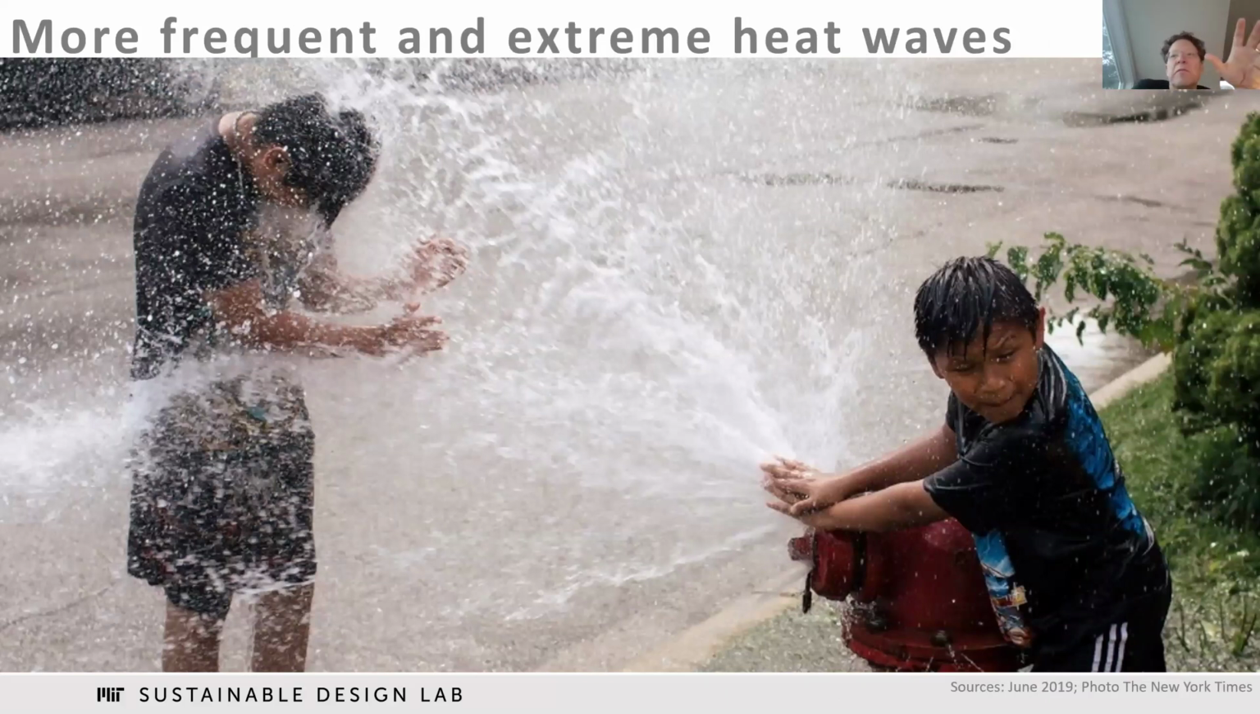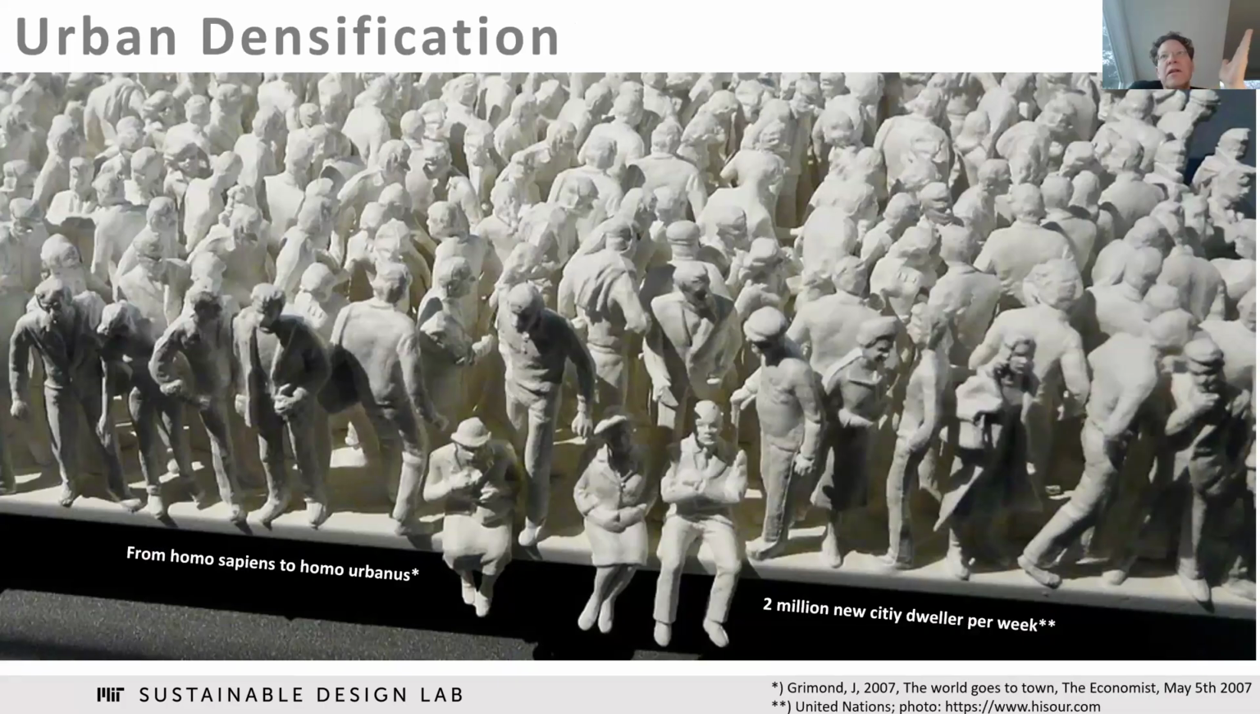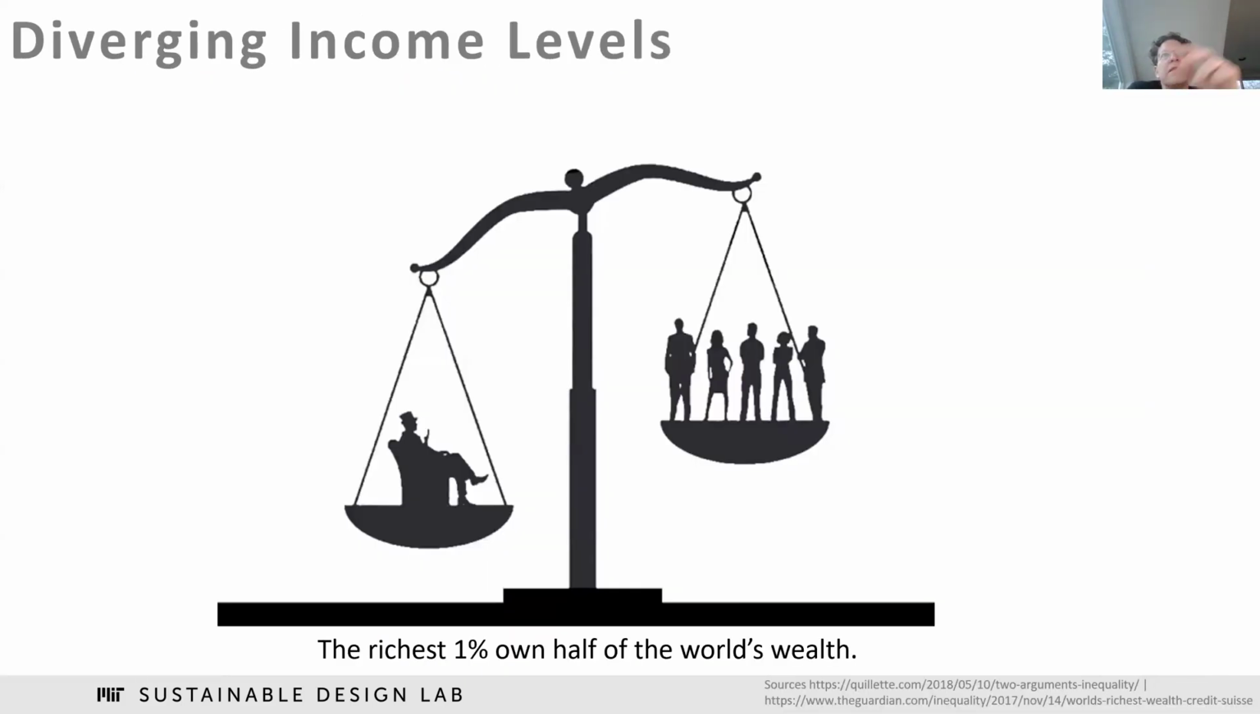And then, of course, cities are getting hotter, so more frequent heat waves. We have a lot more people moving into cities. And finally, the new residents of cities have very diverging income levels. With 1% of the global population owning half the world's assets, that means that these individuals coming into cities often don't have the same opportunities to design and build houses, or have suitable living conditions.